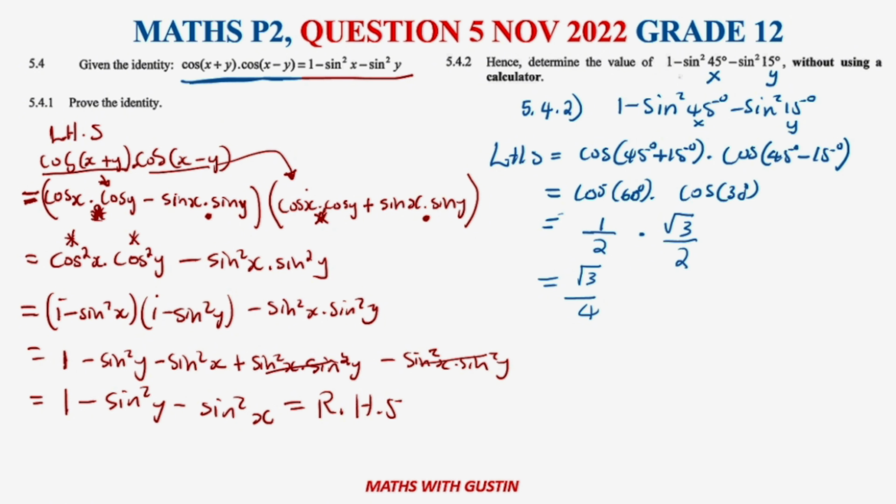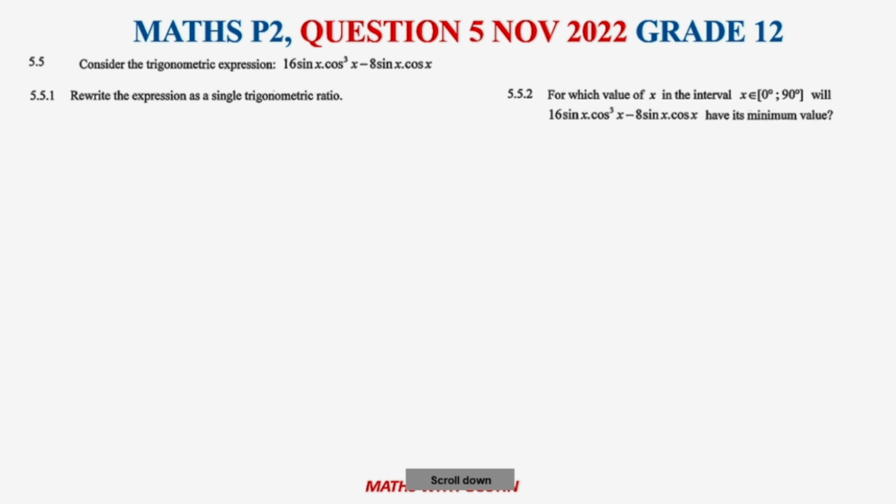Let's now move to 5.5. All right, now 5.5 is here. It says, consider the following expression of trigonometry. Rewrite the expression as a single trigonometry ratio. Okay, great stuff. So now we are given this. Very interesting question indeed.